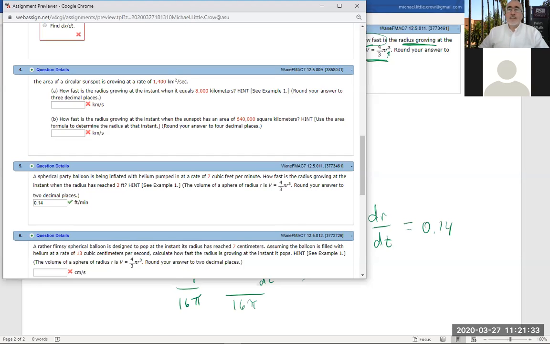So was that helpful on number 5? Yeah, that was good. Yep, that worked. For number 6, number 6 would be identical as far as the setup, just different numbers and different units. They've got centimeters instead of feet.